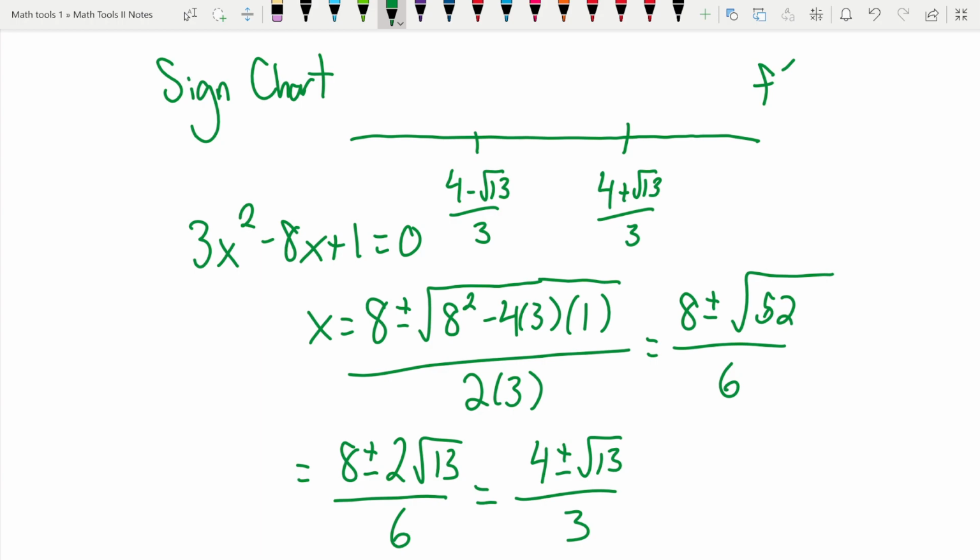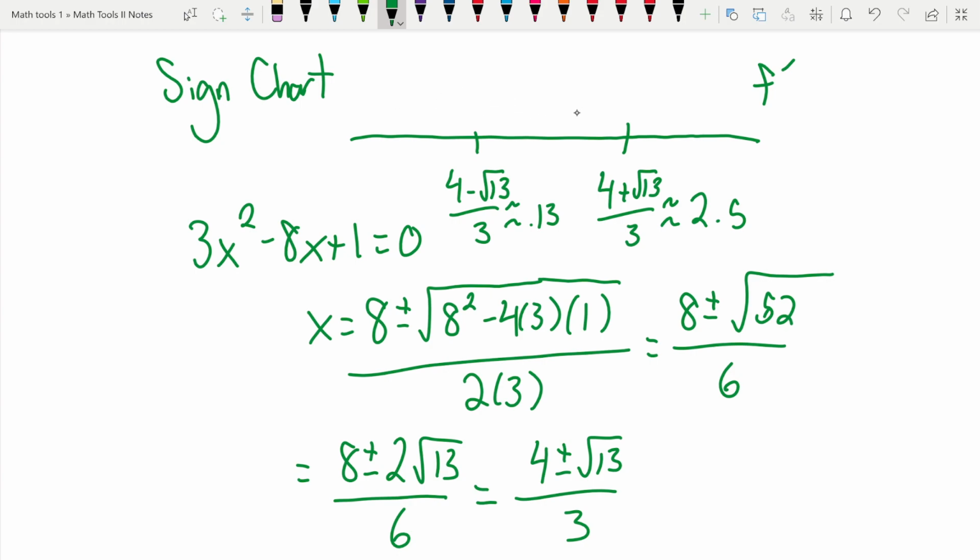So you could try to approximate these, because you don't really need to know exactly what these numbers are. You just need to know the numbers around them, like where the intervals are cut off. But you could just plug one of these into a calculator real quick just to get an approximation. So I'll go ahead and do that. This one is about 0.13, and this one is about 2.5.